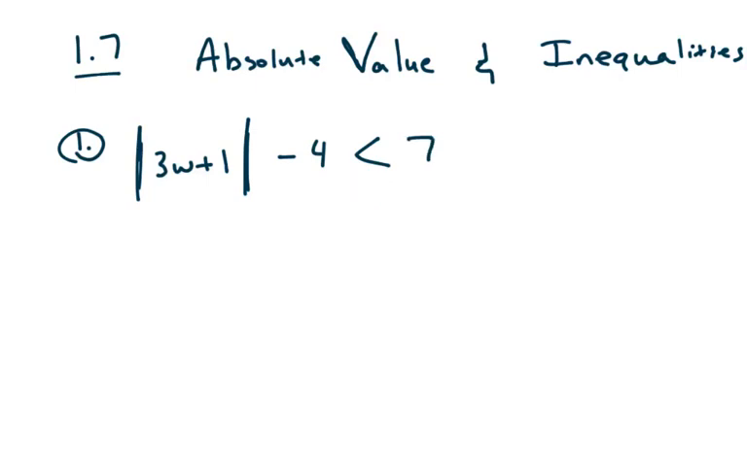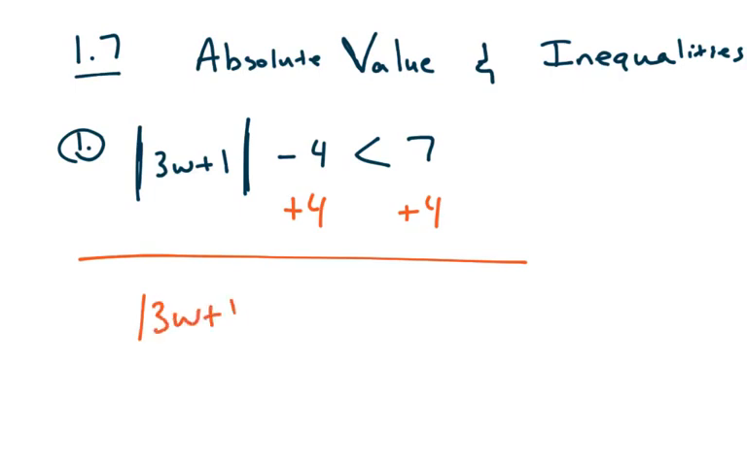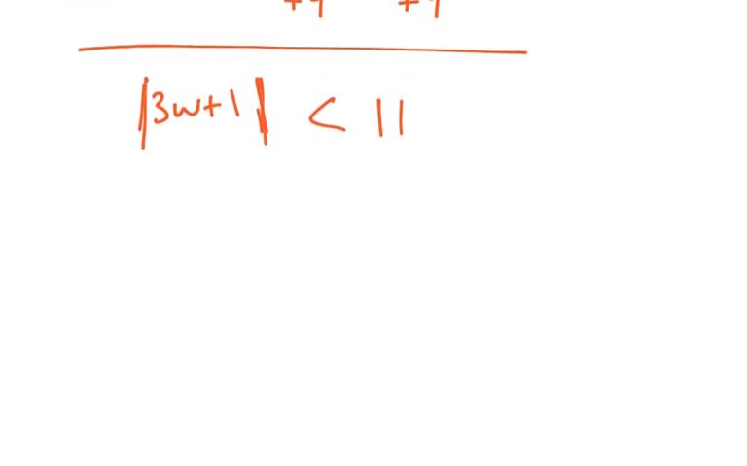So, the first thing you would do, just like in 1.6, is solve the problem by isolating the absolute value. So here we would get the absolute value of 3w plus 1 is less than 11. From here, the way we approach it is just like before. We rewrite it without the absolute value, and we have to consider two cases.